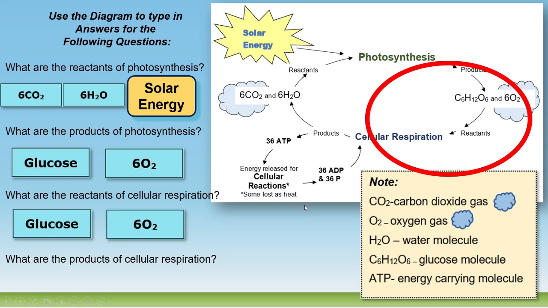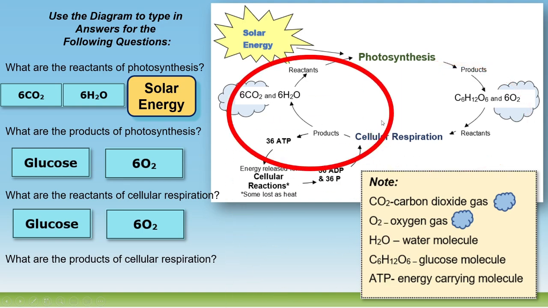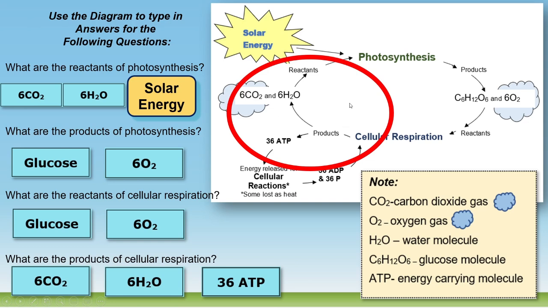What are our products? What does cellular respiration yield? Our products here are, unsurprisingly, the reactants for photosynthesis. So we have 6CO2, or 6 carbon dioxide molecules, and 6H2O, or 6 water molecules. And like I said earlier, the only exception is going to be the energy.